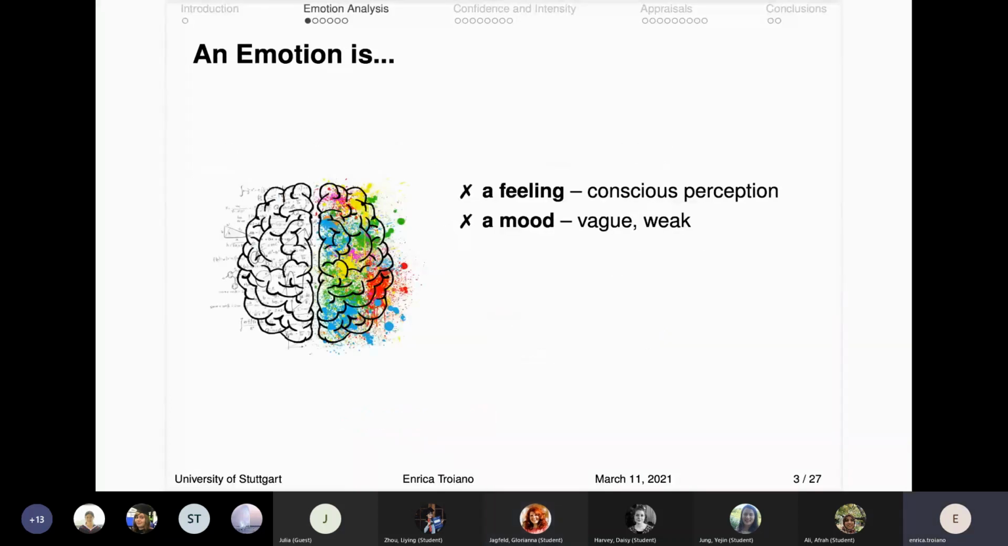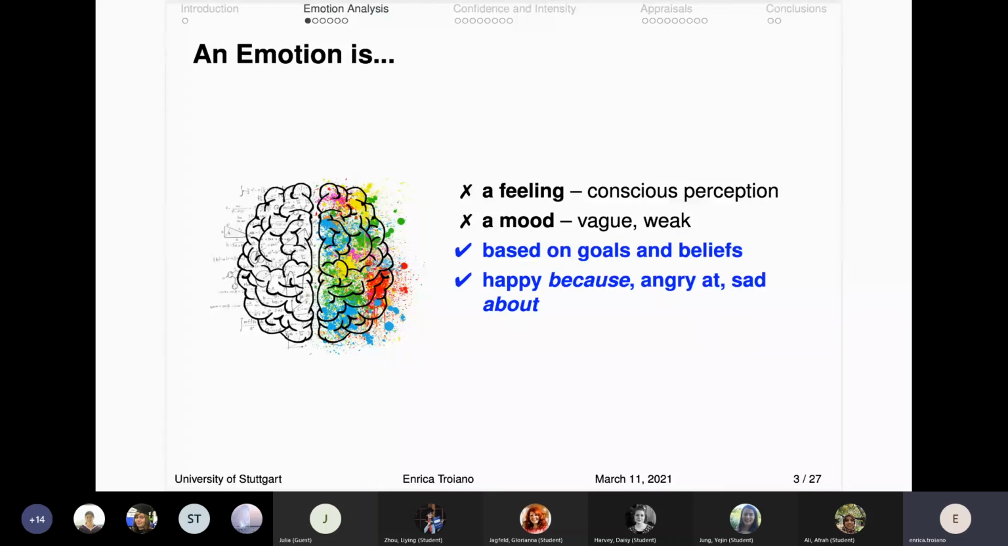Okay, so we are talking about emotions. What is an emotion? In a way, I think it is easier to say what an emotion is not. An emotion is not a feeling, because feelings are conscious perceptions of our bodily changes, while emotions are not limited to our bodies, nor are they always conscious experiences. An emotion is also not exactly a mood, because moods are more vague and they are less intense than emotions. Also, moods are not always initiated by an event. Instead, emotions are always initiated by an event, specifically by those events which are relevant to our goals and our beliefs. And this makes emotions a relational concept.